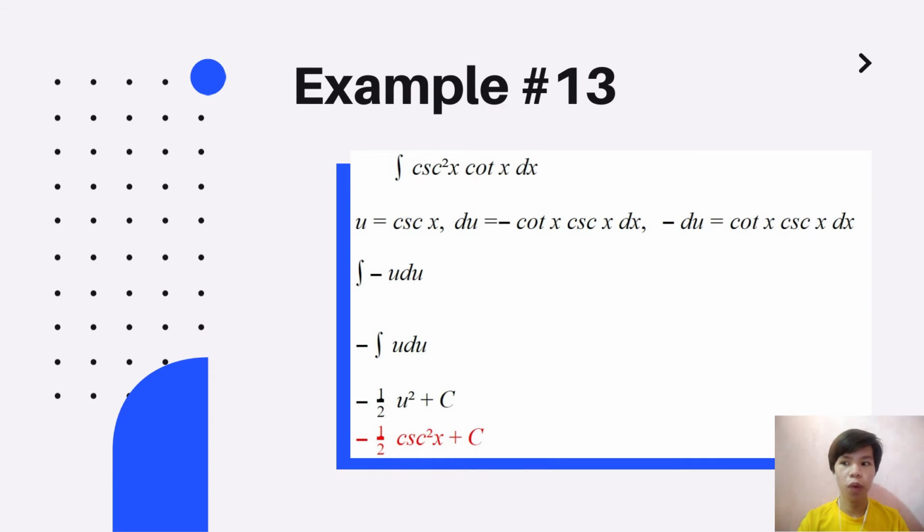And since negative 1 is constant, we can move negative 1 out of the integral. Negative 1 times the integral of u times du. Then integrate the integral and multiply it by negative 1. We will get negative 1/2 u squared plus c. Then we can now substitute the cosecant x to the u. Negative 1/2 times cosecant squared x plus c.